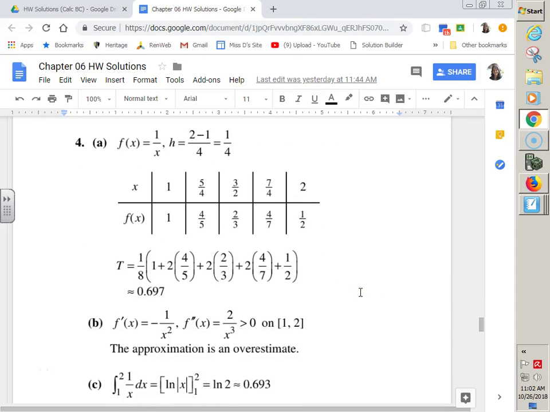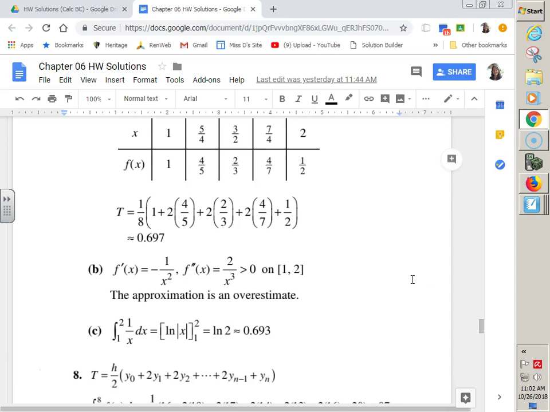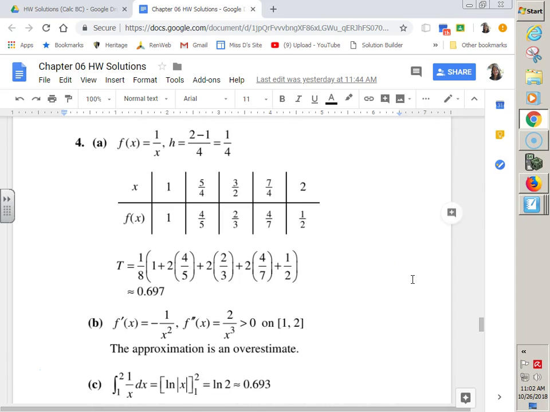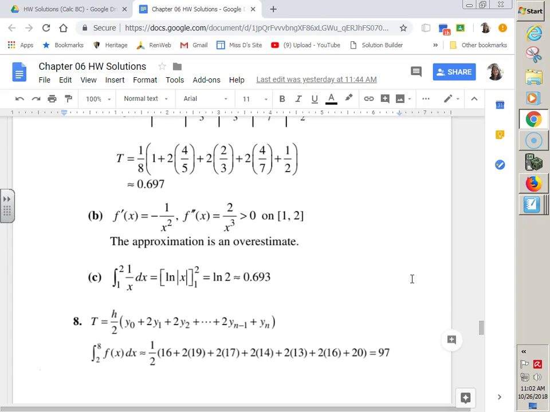Did you guys need to do decimals? No, unless you wanted to make sure that you were right. But otherwise, just check the formula, check the pattern. You already had the table, right? So there's A and B and C.